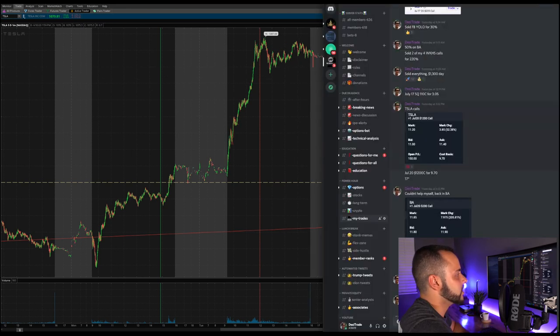I also called this out in the Discord right here yesterday, the July 17th $1,200 call, at $9.70. Let the Discord members know. Some other members got into this, as well as another member that likes to scalp Tesla. He made some good money on this as well. So overall, great trade for me and great trade for the members here.